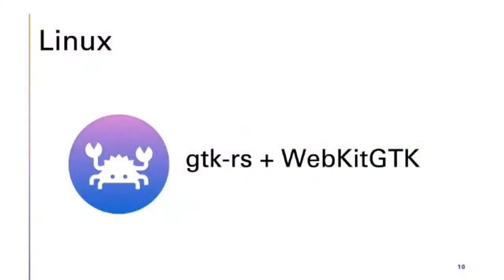So let's talk about the first one, Linux. We use GTK apparently, because GTK is usually the recommended GUI framework to develop on Unix systems. It also provides a WebView library called WebKit GTK. And in Rust, we have an organization called GTK Rust. They provide the crate you need to develop with GTK. And I have to say they did a phenomenal job.